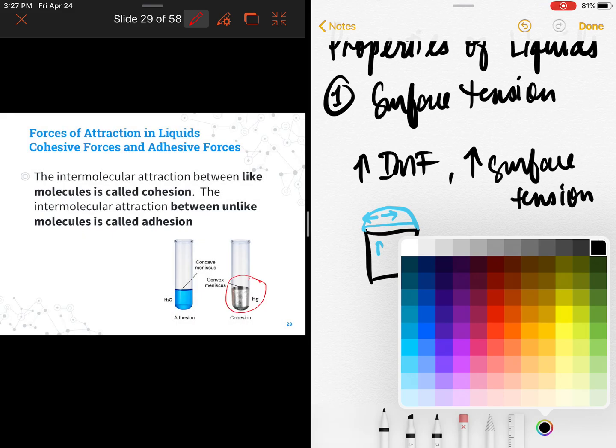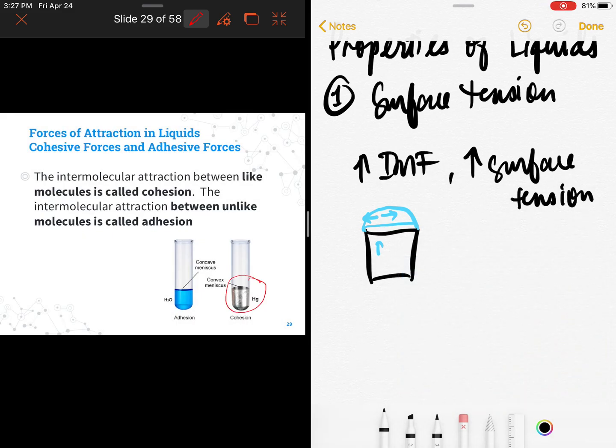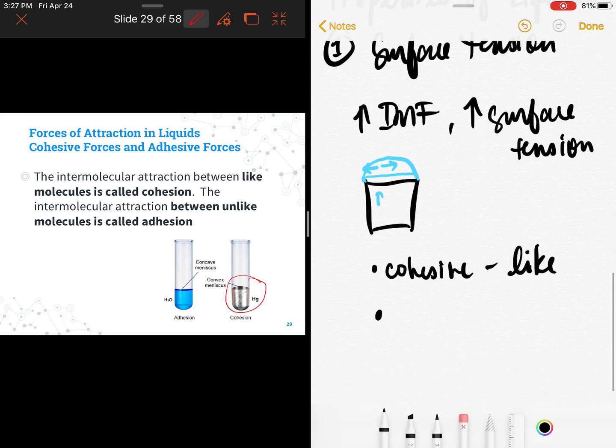Let's move into this one. Forces of attraction in liquids, cohesive forces, and adhesive forces. So, dalawa yung forces ng attraction sa liquids, no? Either cohesive or adhesive. Pag cohesive, ayan, pag sinabi nating cohesive, this is what? Between like molecules. Like molecules. Parehas na molecules. Kapag adhesive, this is from different molecules, no? Different molecules.